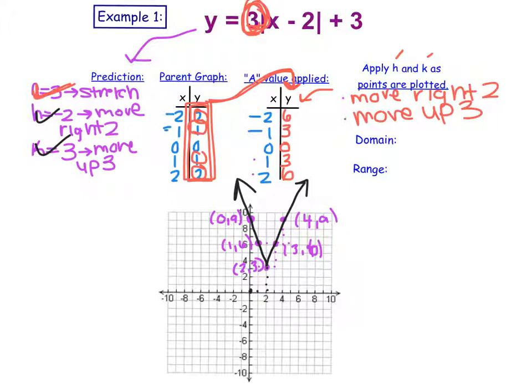Now the last thing I need to do is I need to determine my domain and my range of this graph. What I notice for domain is I'm going forever to the left and forever to the right. So my domain is all real numbers. And my range, I notice that the lowest y value I need is 3. And then I need all of the y values that are going up. So my range is y is greater than or equal to 3.